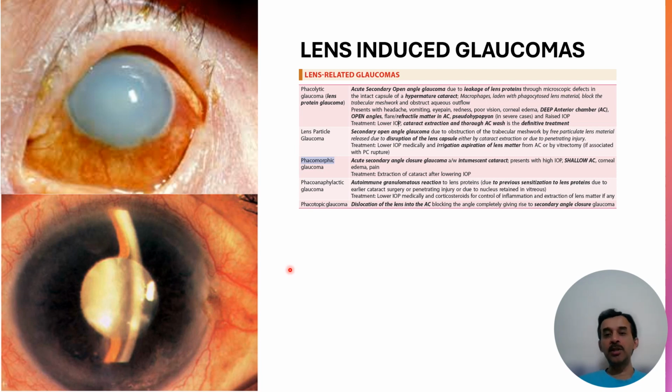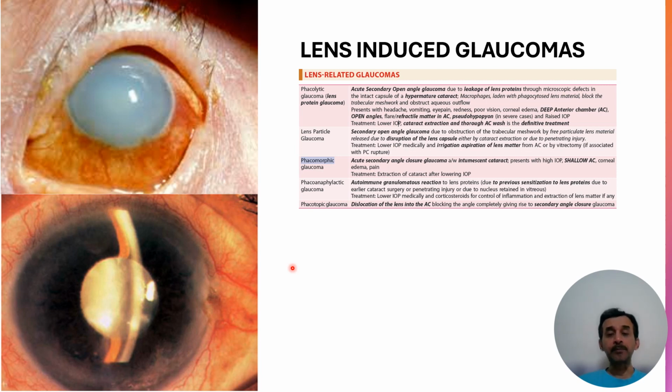Both of these conditions present similarly. They have a history of decreased vision for quite some time, and there will be acute pain, redness, vomiting due to raised IOP. IOP will be very high, and of course watering, photophobia and all these things.